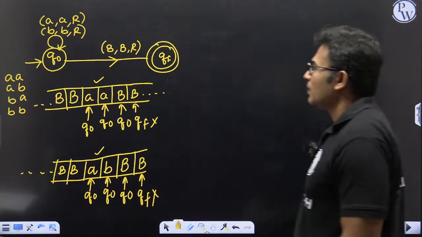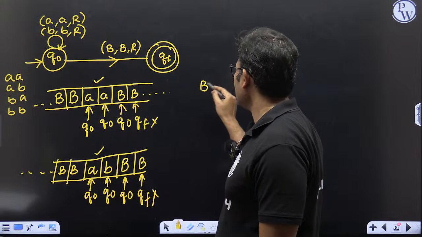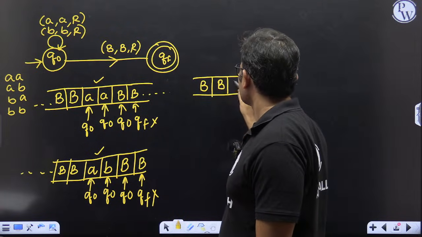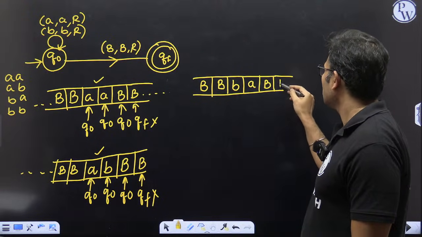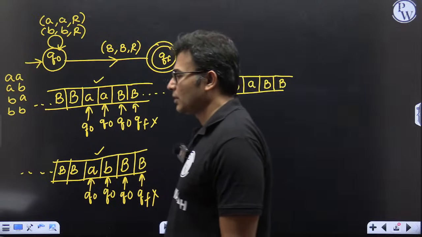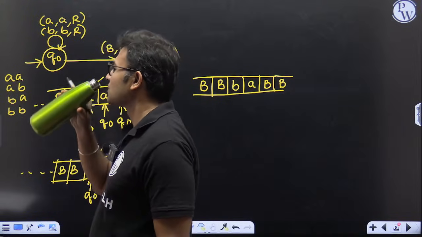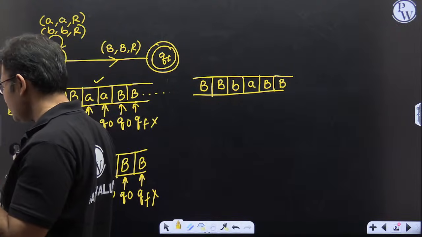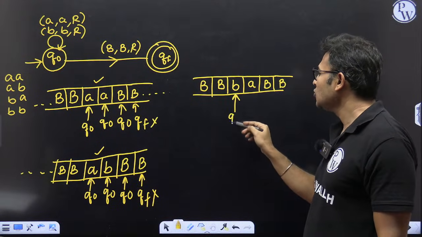Right? Now let us see BA. Is BA accepted or not? Now blank, blank, BA, blank, blank, right? So initially we will be in state Q0.